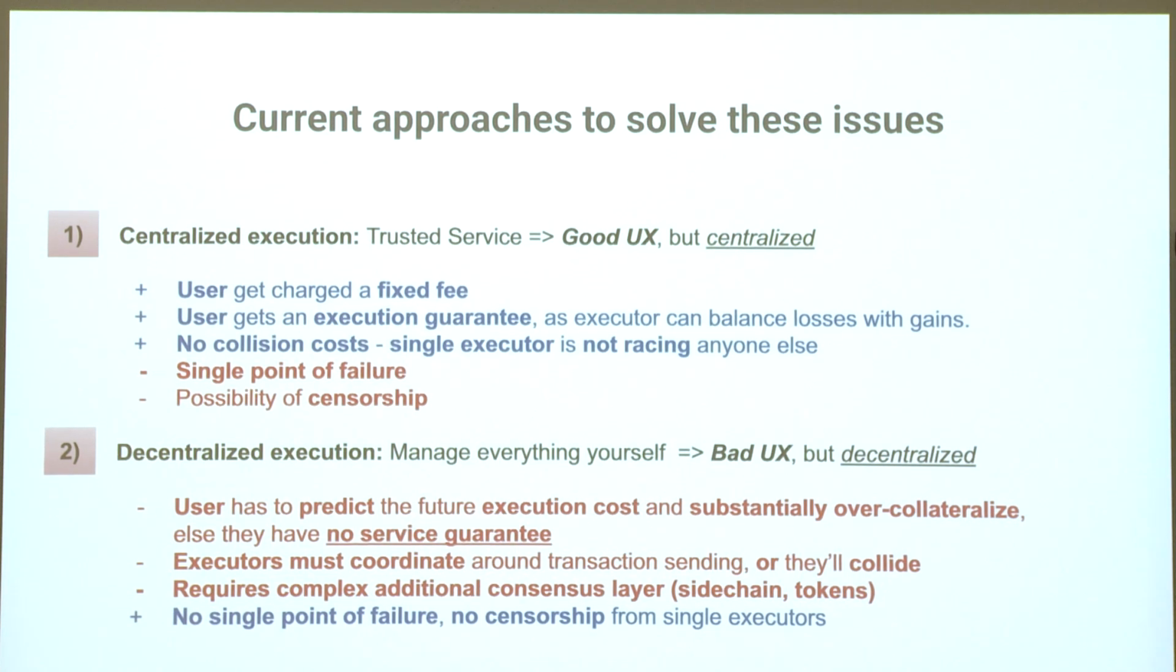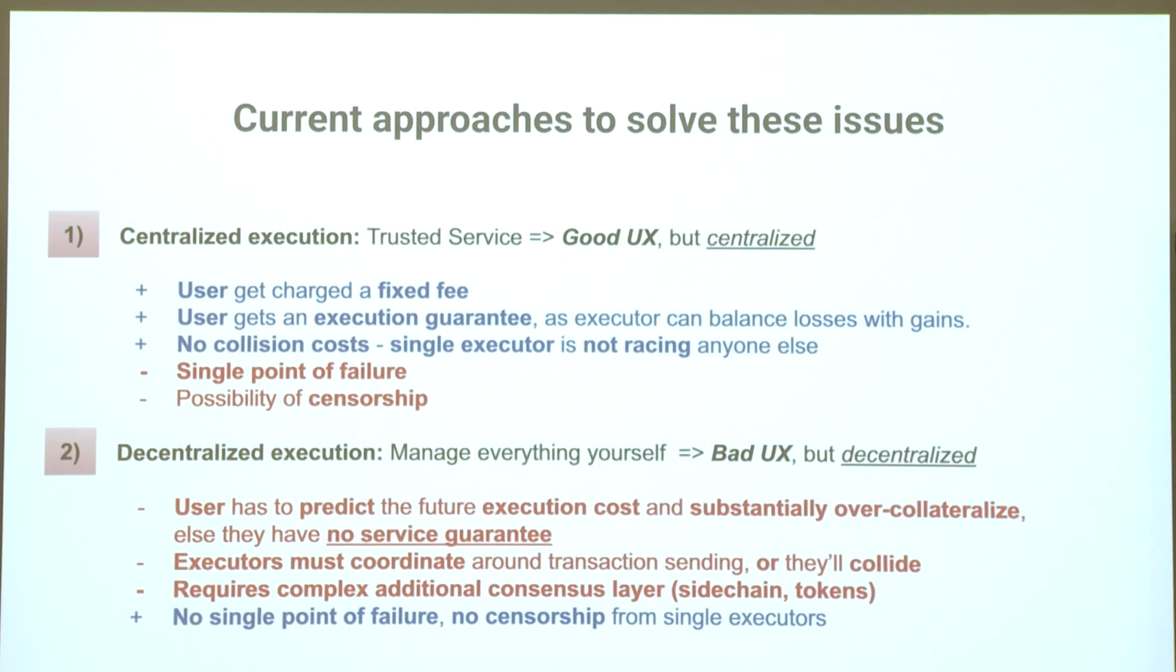Users are normally charged just a fixed fee, and they get a guarantee from the service saying, hey, we always execute no matter what, even if we incur a loss, because long term we will make a profit from this execution service. And there are no collisions, because there's only one executor node running, and this is the only one who can execute this transaction. So there's no collisions there, no problem. But of course, single point of failure, no censorship resistance, boo.